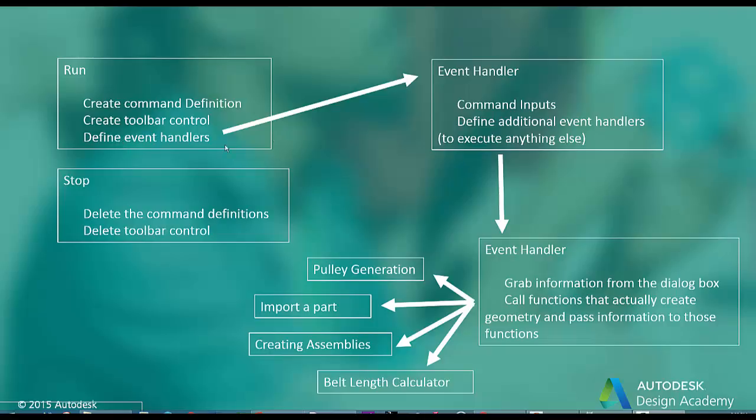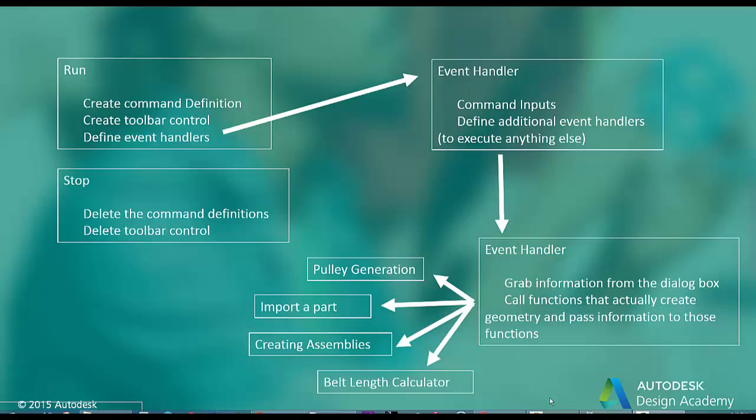Now once that event handler is triggered, we go into that event handler, and we've already discussed how we have command input, so a user can select things or input a value. Now notice that within this event handler we can also define additional event handlers, and there's two that I want to mention right now. One of those is going to be an input changed event handler, and the other is going to be an OK event handler, so that within your dialog box, if they ever hit the OK button, that triggers an event, and it can go in and grab all of the information from the dialog box and perhaps call other functions to do something.